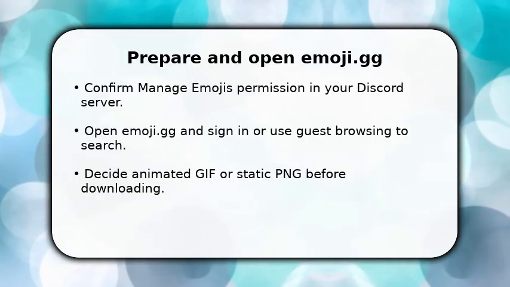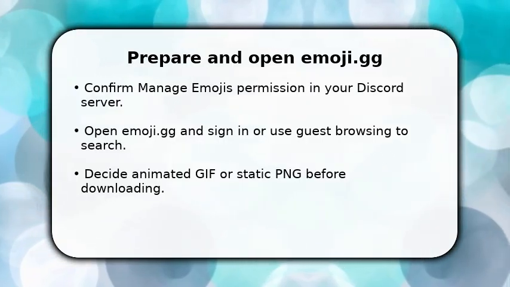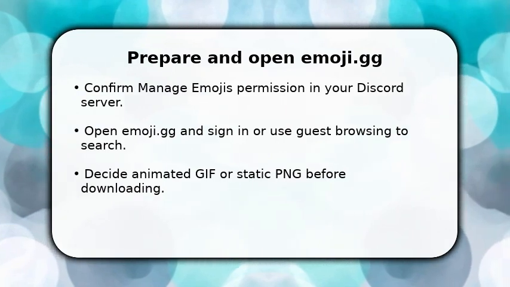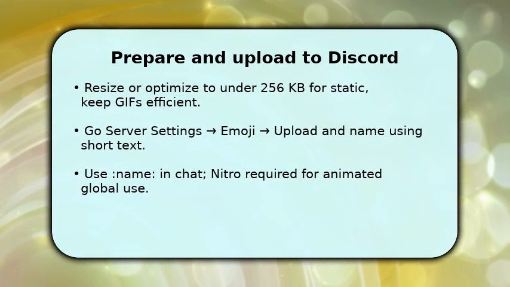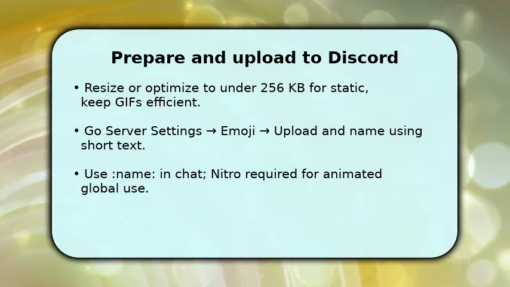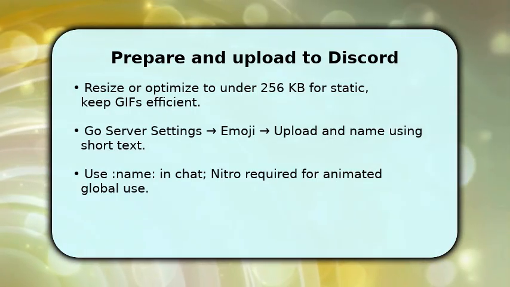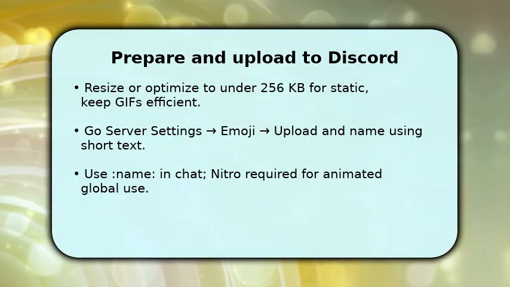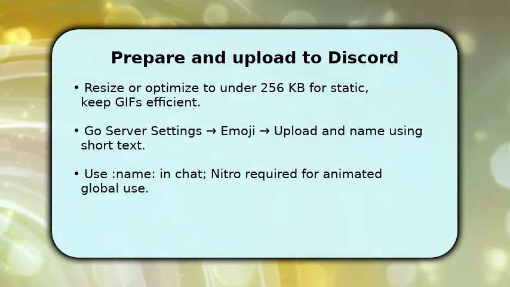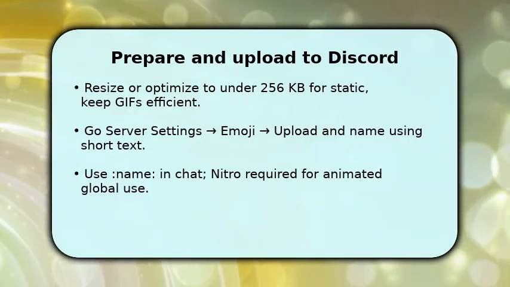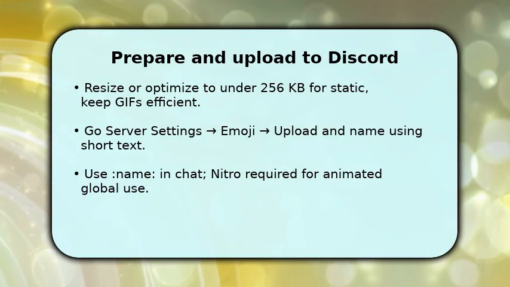Make sure you keep the original file name short, because short names make Discord uploads and later renaming faster and less error-prone. Now prepare the file for Discord compatibility. Optimize PNGs and compress GIFs so they fit under Discord's limits. Animated GIFs often need frame reduction. Once optimized, open your server's settings, navigate to Emoji, then click Upload Emoji and pick the file you saved.